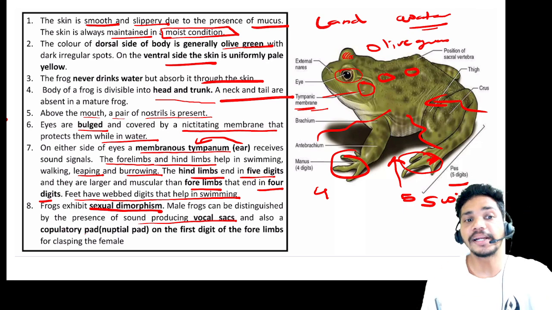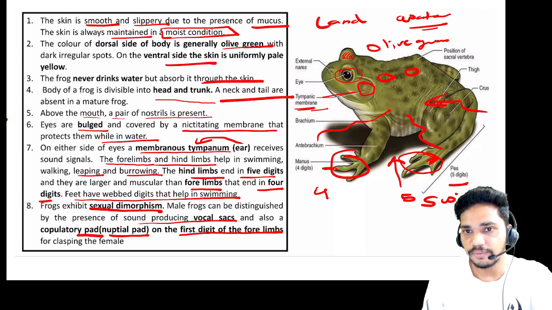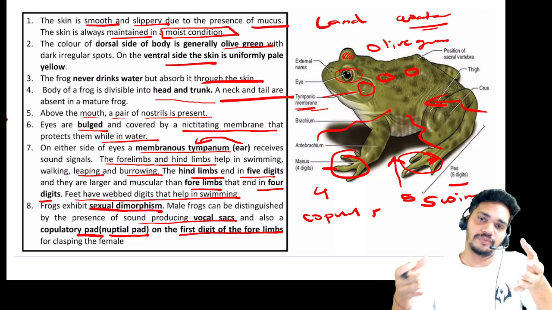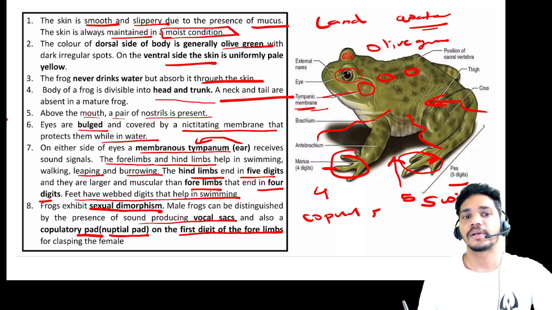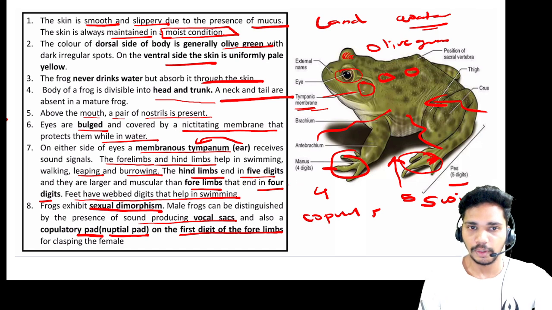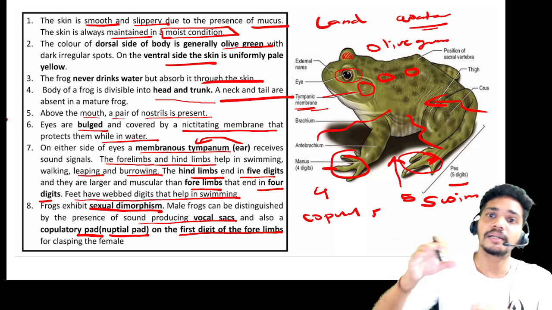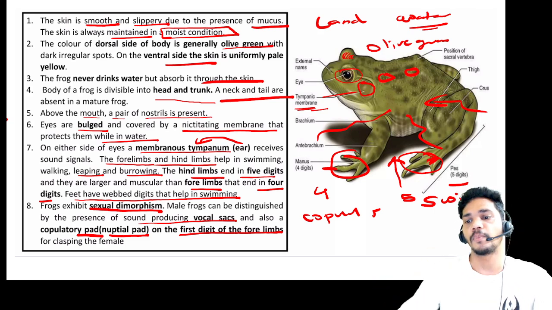And also the copulatory pad. जो male होगा उसके पास copulatory pad रहेगा, nuptial pad रहेगा. The first digit of the four-digit forelimb is called a copulatory pad. See, fertilization is external, but the male has to catch the female, मेल को फीमेल को पकड़ के रखना है, right? In that case this copulatory pad helps in that particular reproduction process. Even though fertilization is external, the male frog has to climb on the female, so during that time the copulatory pad is important.